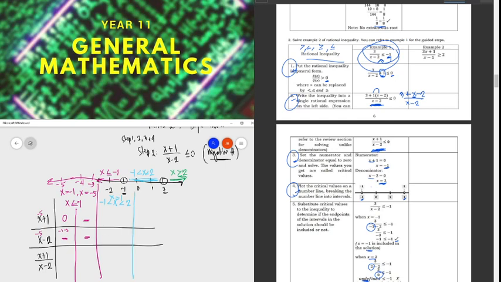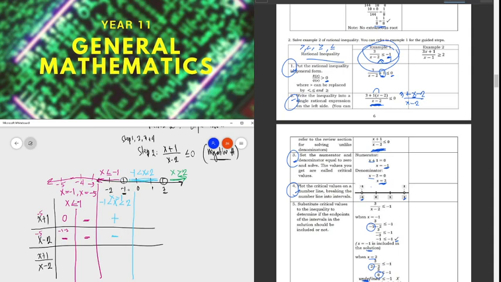Okay, x is equal to 1. So 1 plus 1 is positive. 1 minus 2, that is negative, right? Can you get it? Can you follow? Again, I use 1 because it is in between.